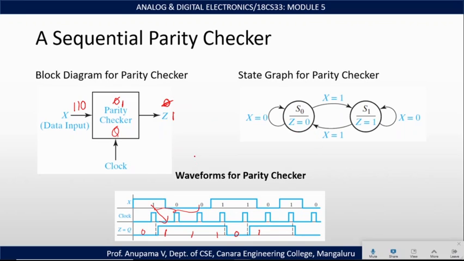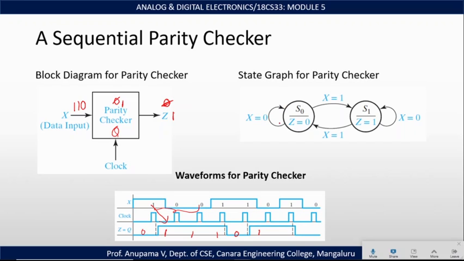So what are the two different states of this parity checker? The output can be 0 or 1. So there are two states, Z is equal to 0 and the second state, Z is equal to 1. We'll represent Z is equal to 0 as S0 and Z is equal to 1 as S1. Now, if the current state is Z is equal to 0 and I feed X is equal to 0 as the input, what is the next state? Z is equal to 0, right?